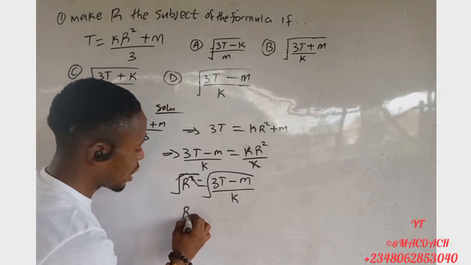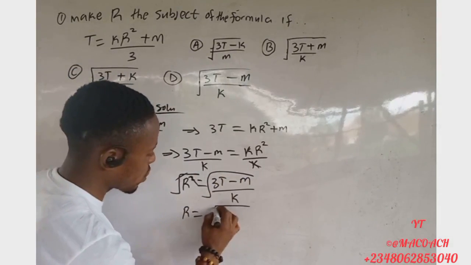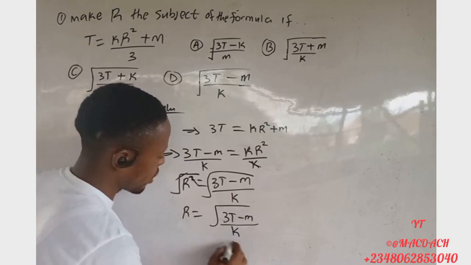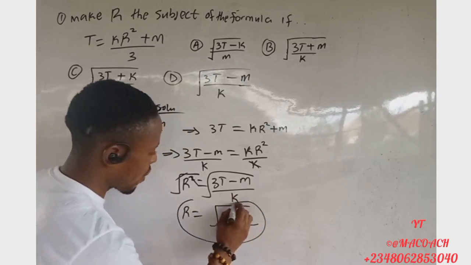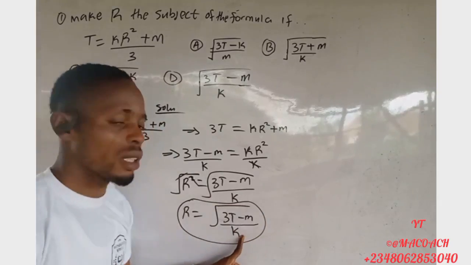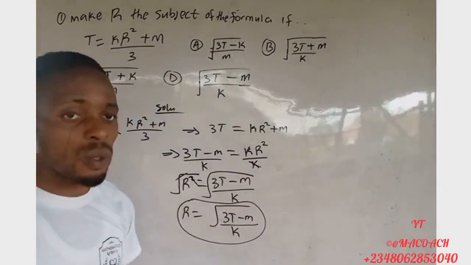So now our r is equal to the square root of (3t minus m) divided by k. So the value of r is the square root of (3t minus m) divided by k. That is the answer for this question.